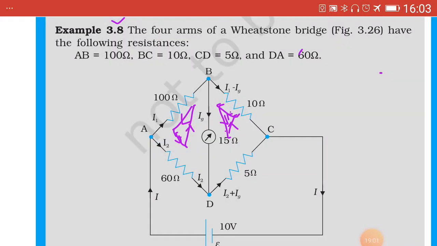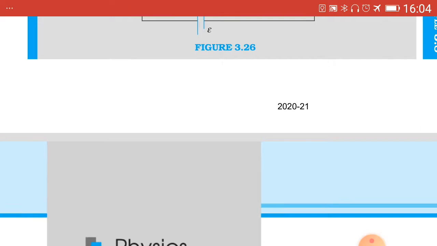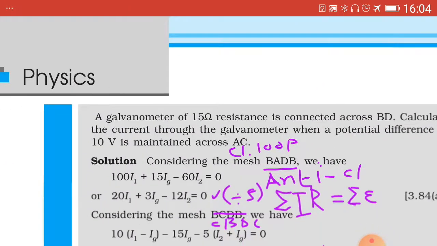Example 3.8, it can be asked for 3 or 4 marks. The 4 arms of a Wheatstone bridge, figure 3.26, have the following resistances: AB equal to 100 ohms, here it's written in the figure also, BC equal to 10 ohms, CD equal to 5 ohms, and DA equal to 60 ohms. This is the figure. Later on we refer the figure for the solution.